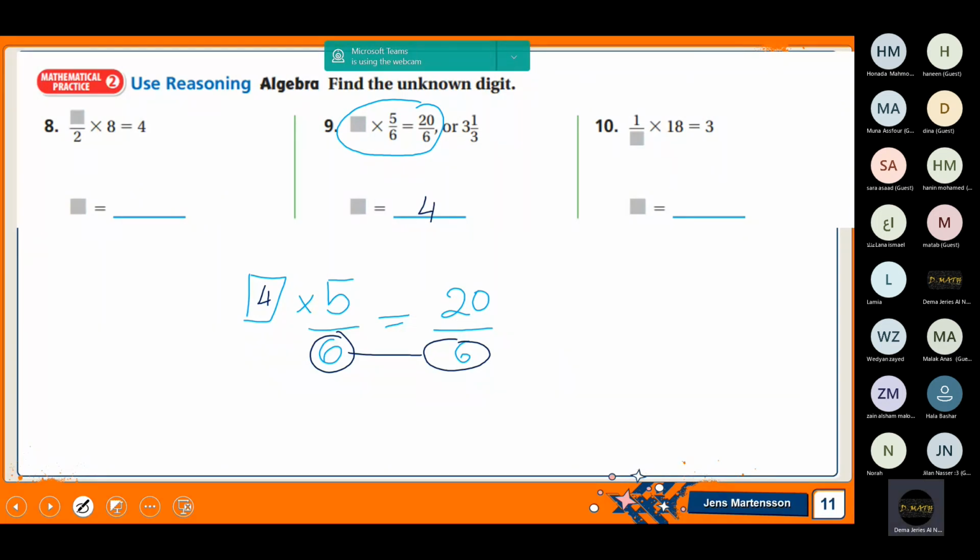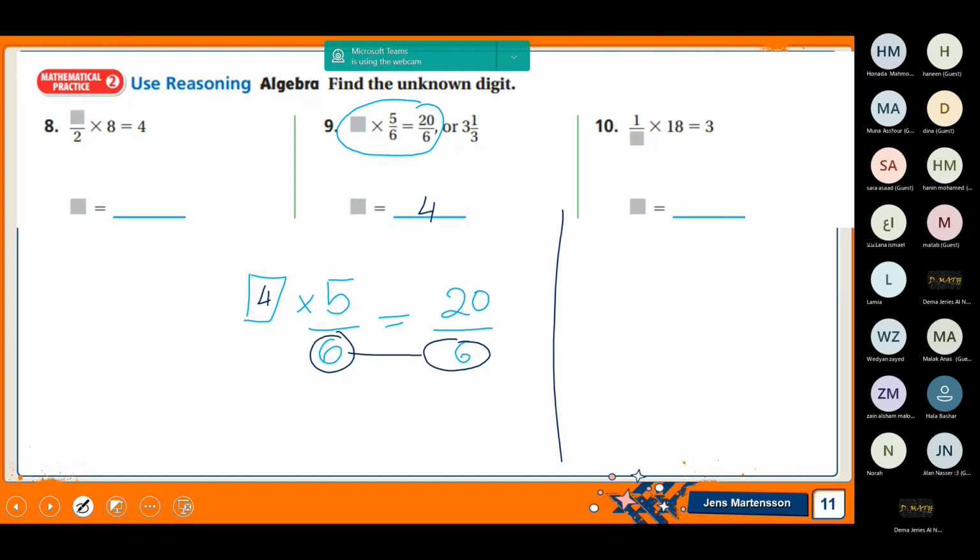So 4 times 5 is 20, divided by 6, it's 20 over 6. Is it clear? Yes, easy. It's so easy. In every lesson, we multiply the numerator with the whole number. So we just see what number multiplied by 5 equals 20. Now number 10.